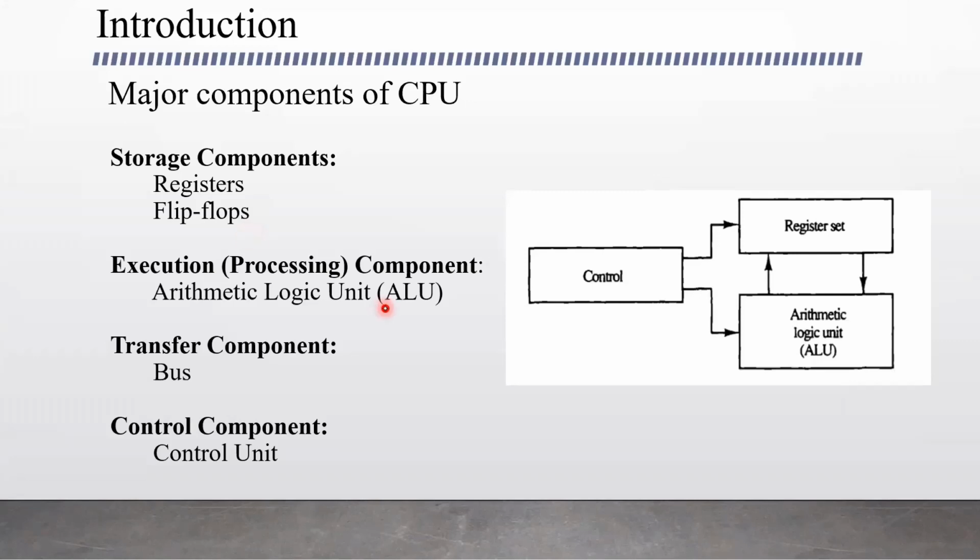For processing or execution of instructions, we have the arithmetic and logic unit that performs arithmetic and logical operations. And the transfer component: for the transfer of data and signals between these functional units, we have the bus, which carries information. The fourth component is the control component. It controls the entire operations of the central processing unit. It controls the transfer of information between the registers, and the operation performed by the arithmetic and logic unit is also controlled by the control unit.